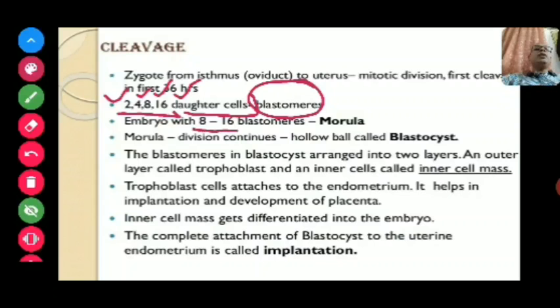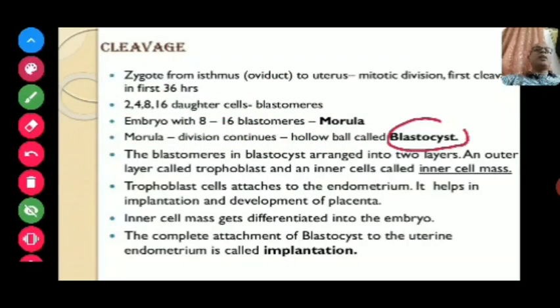An embryo with 8 to 16 blastomeres is known as a morula, and the morula division continues and later forms a hollow ball, known as the blastocyst. The blastomeres in the blastocyst are arranged in two layers: the outer layer is known as trophoblast and the inner layer is known as inner cell mass.